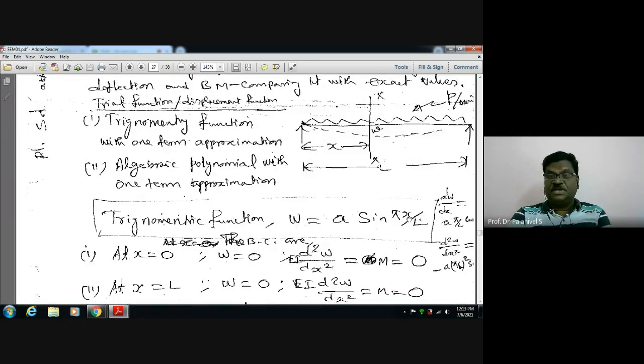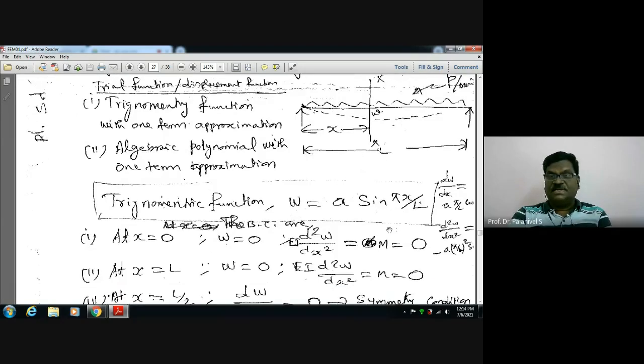How? If you put x is equal to 0, W becomes 0. If you put x is equal to L, you get sin pi. What is the value of sin pi? Sin n pi is 0, no? Am I right? Okay, 0. So this chosen function satisfies the field variable. Next, we have to check whether it satisfies the boundary conditions.